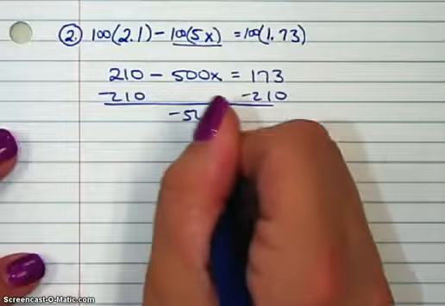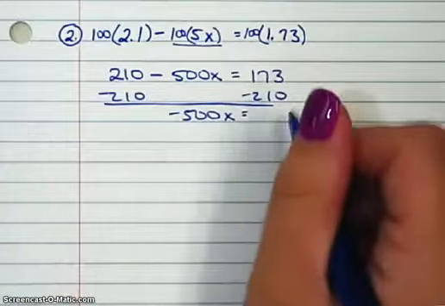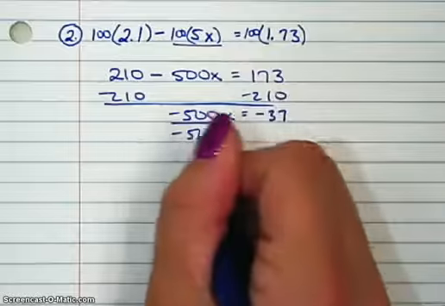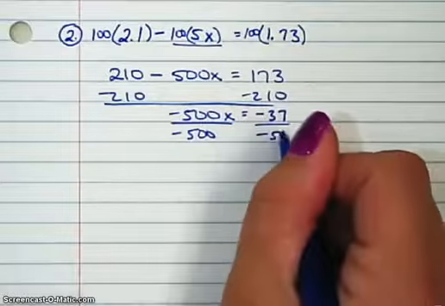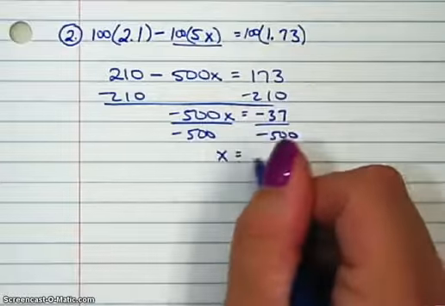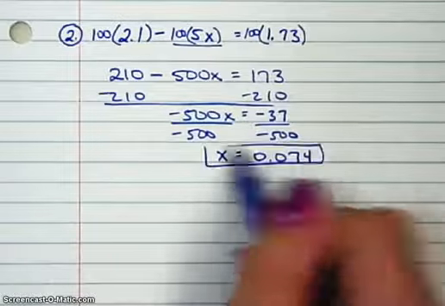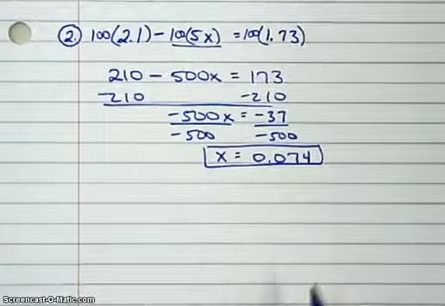This gives us negative 500x equals negative 37. And divide by negative 500. Okay, once again, this answer is exact. When I put it in my calculator, I got 0.074. If it had not been exact, I would have written it as a fraction, but this was exact.